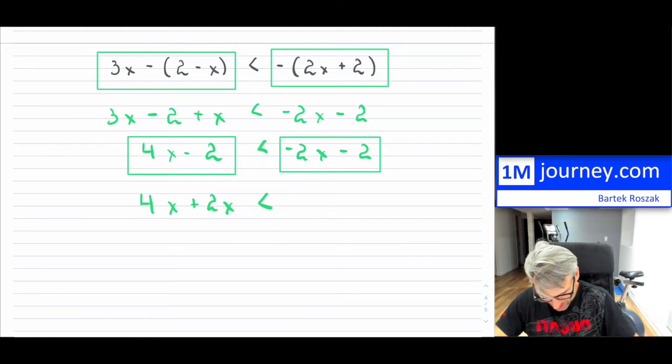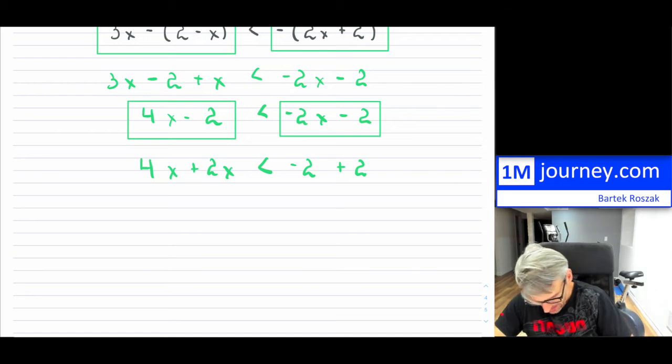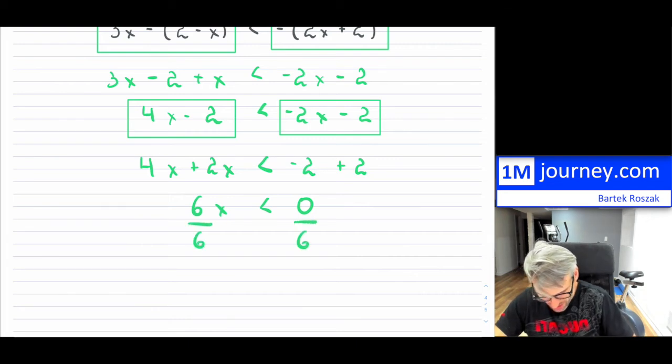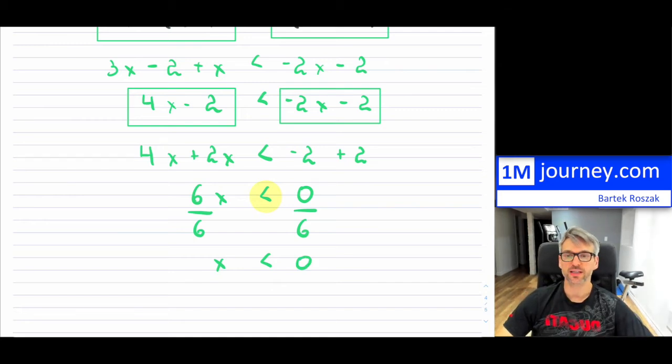So that doesn't change anything with the inequality there. And then I'm going to bring the -2 from the left-hand side to the right. Now I have 6x less than 0. Now I'm dividing by 6. Now that's a positive number, so it does not change the inequality. So this will stay the same. And this is going to be x less than 0. So it's telling me that this line is going to be smaller than this line for all the values of x that are smaller than 0.